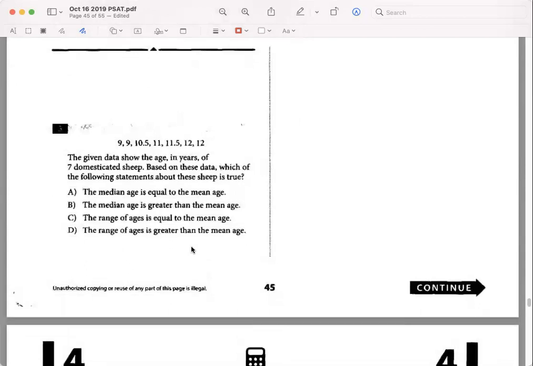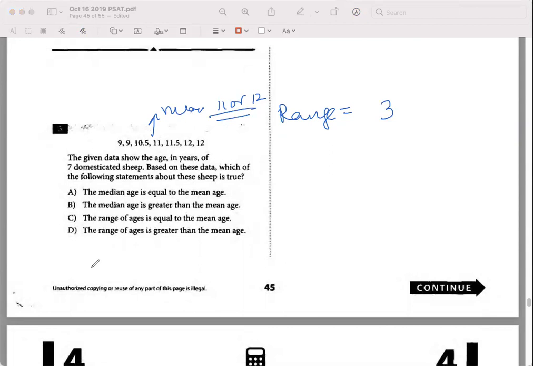The given data show the age in years of 7 domesticated sheep. Based on this data, which of the following statements is true? So we have in the options, we see median, we see mean, and we see range. So let's just find the range first. The range is going to be 3, right? And you can see that the mean will have to be somewhere like 11 or 12, right? So the range is definitely less than the mean. So C and D are out, right? Okay, what about the median?